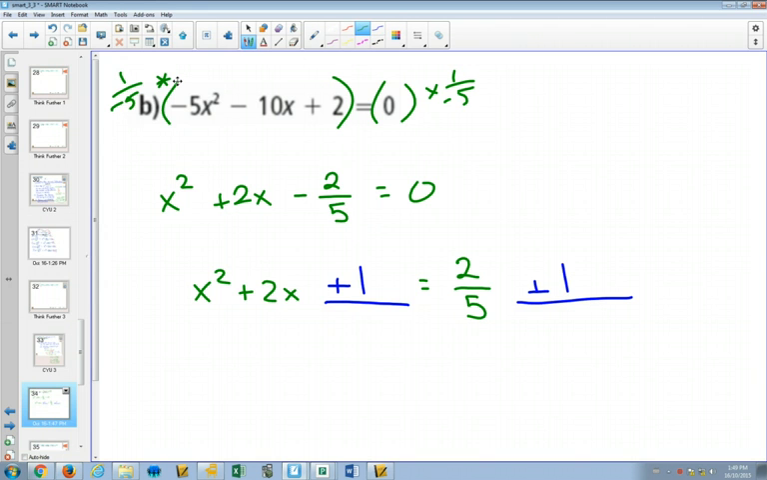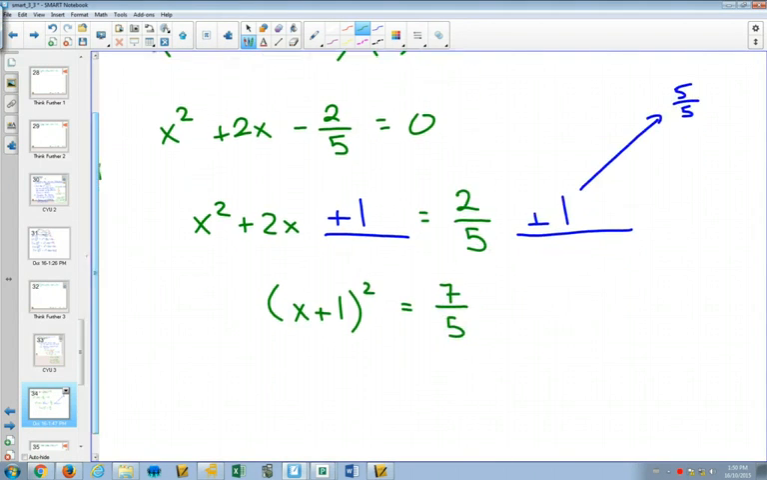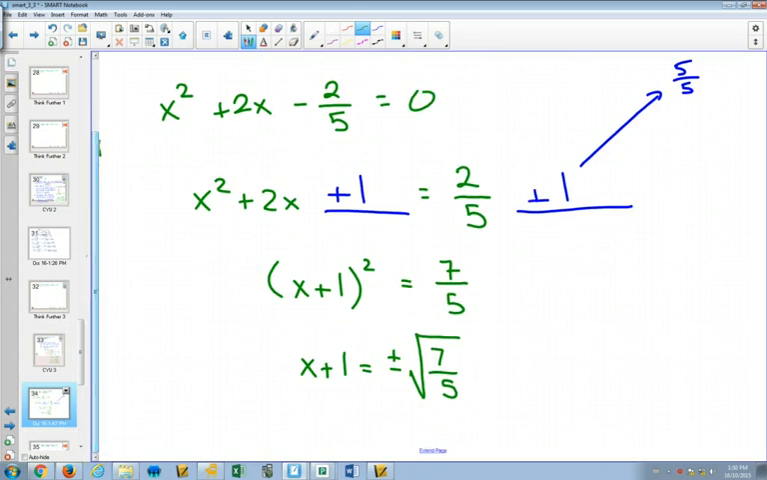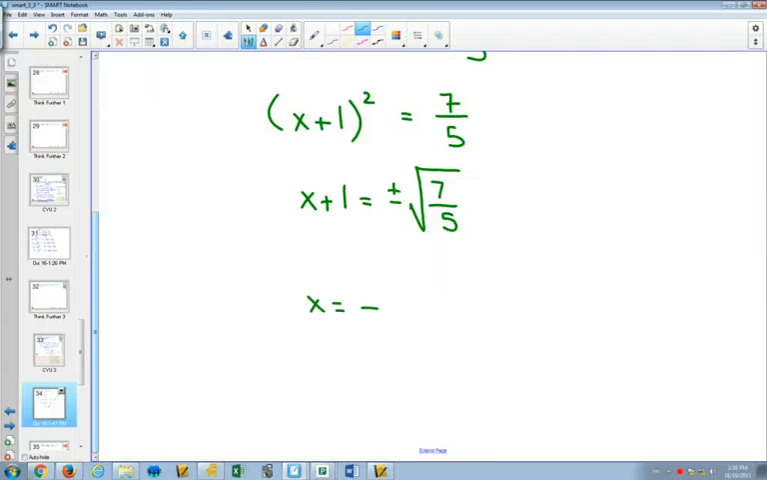Here, this turns into a perfect square. It's x plus 1 squared. Here, in order to add those together, I'd need a common denominator. 1 is equal to 5 over 5. So 2 over 5 plus 5 over 5 would give us 7 over 5. We could now square root both sides. Remember the plus or minus. Now this whole side is getting square rooted, which technically means if I subtract 1 on both sides, that's the square root of 7 over the square root of 5.